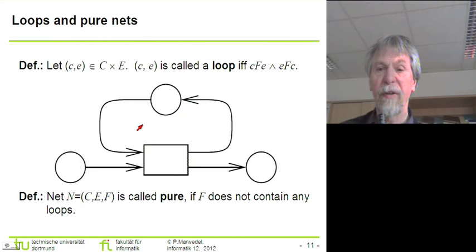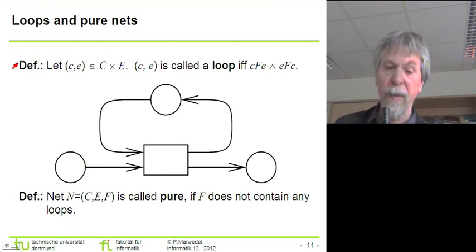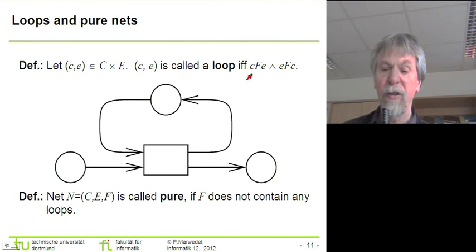Now for the Petri nets that we would like to model, we are usually trying to exclude some types of nets that would just make our life more complicated. We would like to exclude some types of nets that would make the analysis more difficult. Therefore, we look at, for example, so-called loops. What is a loop? Well, let's assume that we have a condition and an event. We have a loop if the condition is in the flow relation with the event and the event is in the flow relation with the condition.